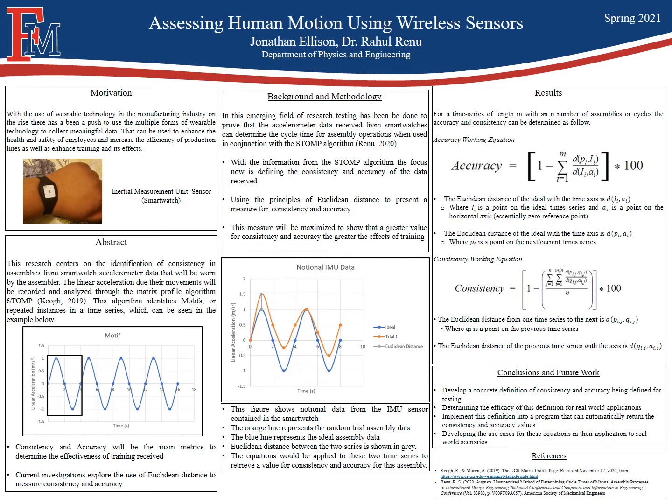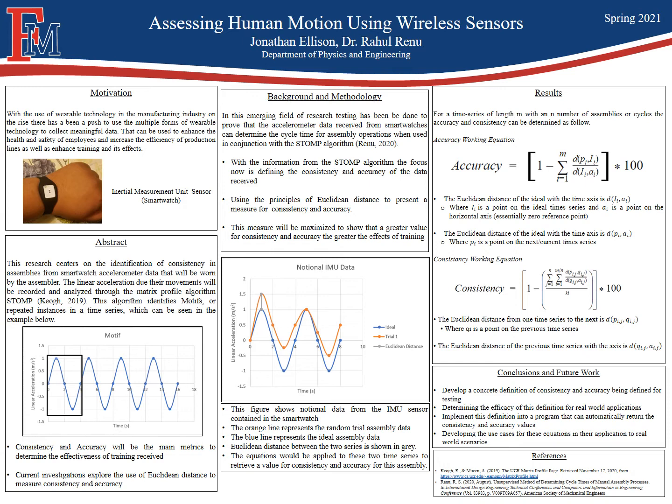The data provided from the smartwatches is analyzed through the STOMP algorithm, which can identify motifs, or repeated instances, in a time series from which the assembly cycle can be determined. Then, using these cycles, the consistency and accuracy of the assemblies can be determined using the principles of Euclidean distance and the working equations shown in the results section.